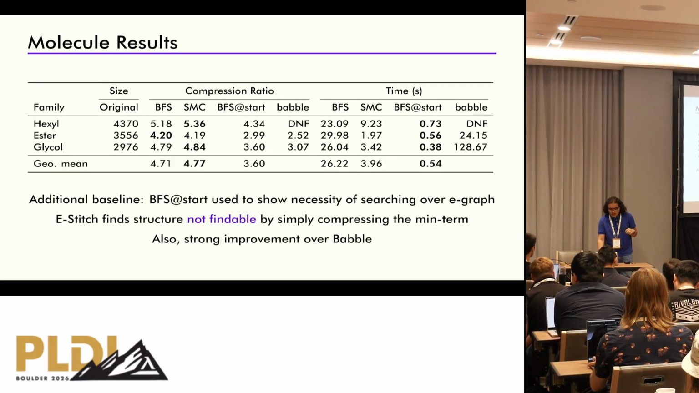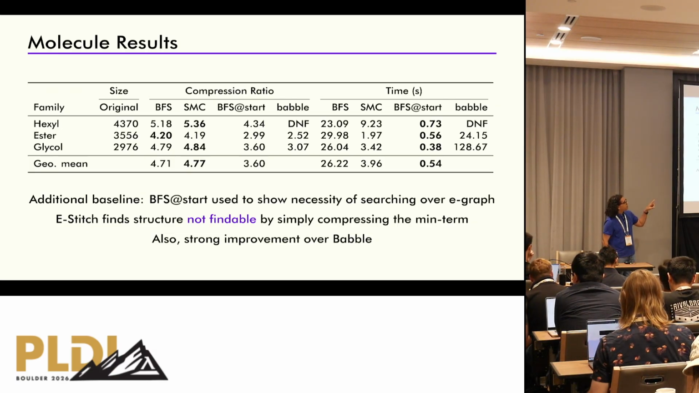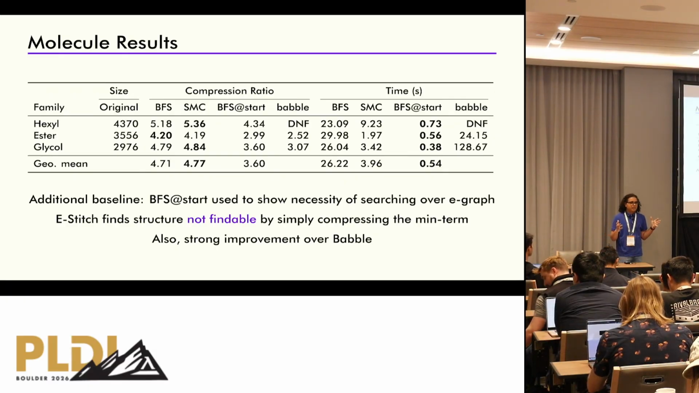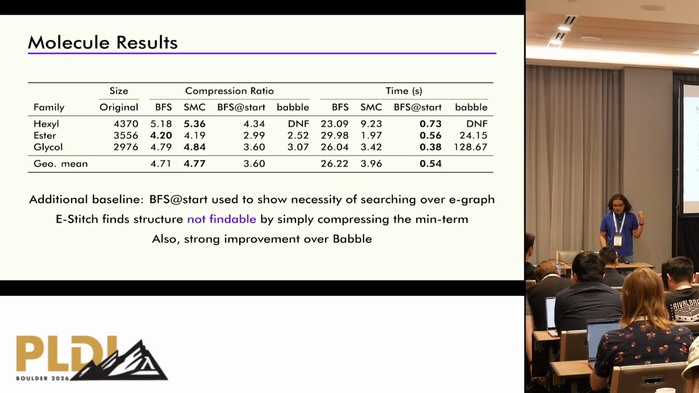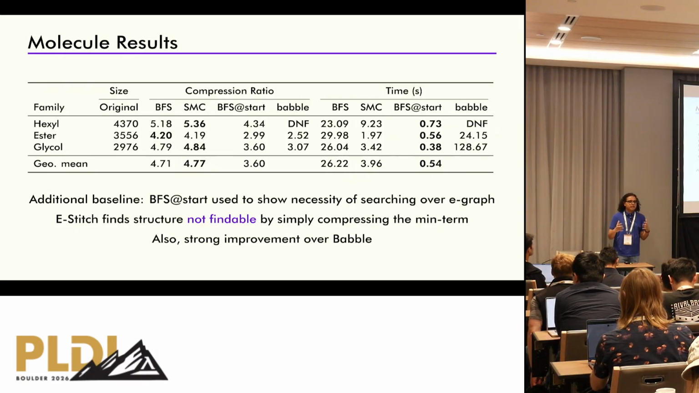Another thing to note here, and I should have put this on the slide, is that in the previous examples, you might have been wondering, why even bring up the sequential Monte Carlo algorithm? It's not the optimal one. And here you can see why. It's actually much more helpful when the rewrites are more powerful. It's able to find better compression in less time than the exhaustive search.